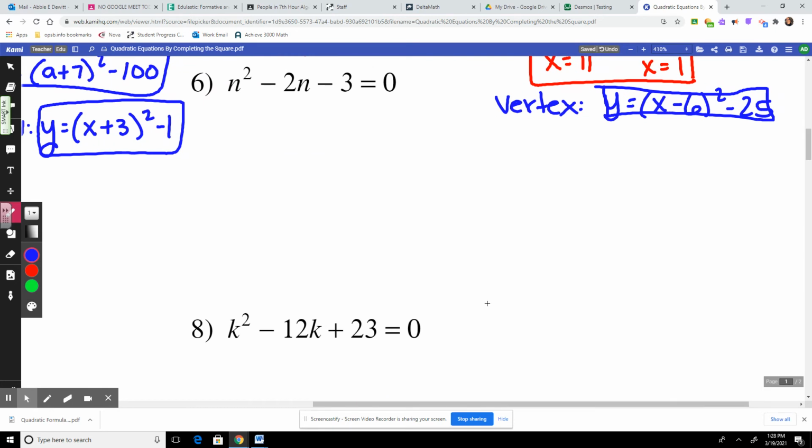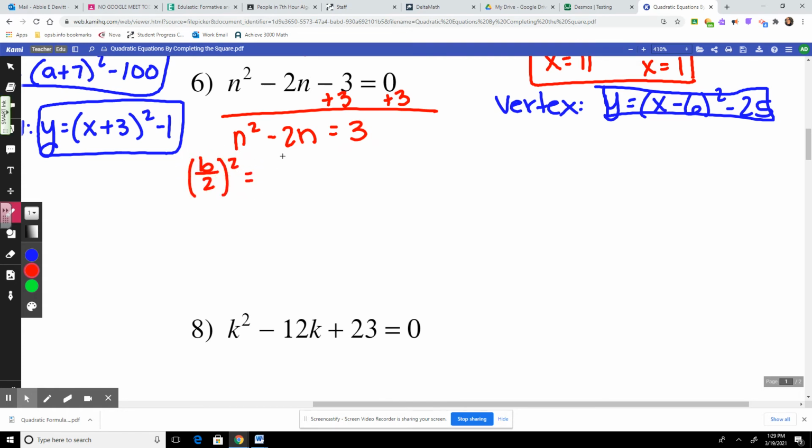All right, number 6. I'm going to add 3 to both sides to isolate the terms with the variables. n squared minus 2n equals 3. Take my b value, divide it by 2 and square. My b value was negative 2. So negative 2 divided by 2 squared. So many 2's. Negative 2 divided by 2 is negative 1. Negative 1 squared is just positive 1.